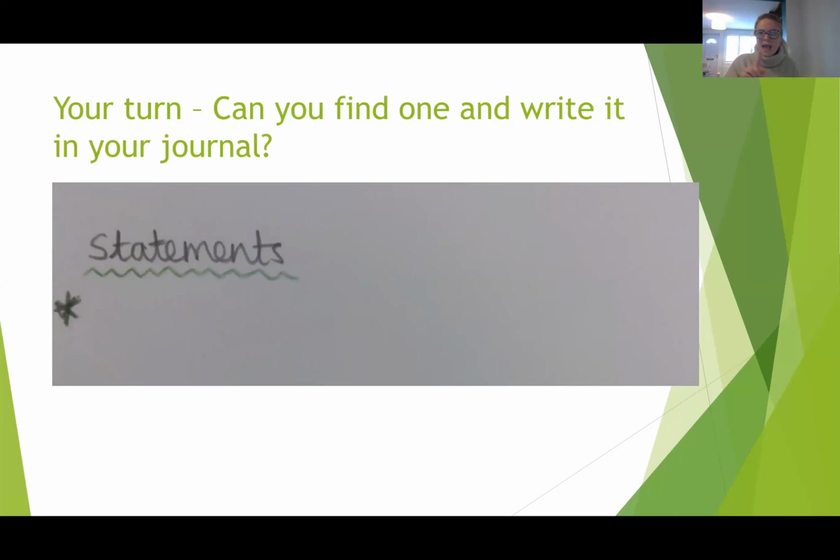Can you now carry on looking through the Gruffalo story? Can you find another statement in there? Remember, it's a sentence that is a fact or an idea and ends with a full stop. Pause the video now and off you go. Right, shall we have a look for the next one?